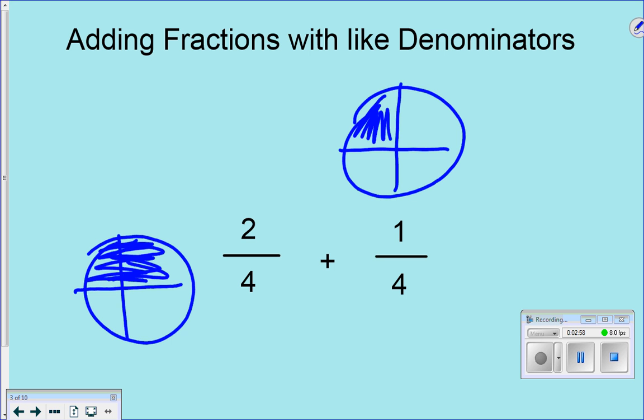What doesn't change? That denominator, those pieces don't change. You're always going to have 4 pieces or whatever that denominator is. So all I'm going to do is add the top number. So 2 plus 1 is 3, and 3/4 is going to be my answer. So you never add those bottom numbers because your whole never ever changes. It's not all of a sudden 8 pieces. It's still 4 pieces. You're only adding those top numerators because that's the only thing that's moving. Okay.